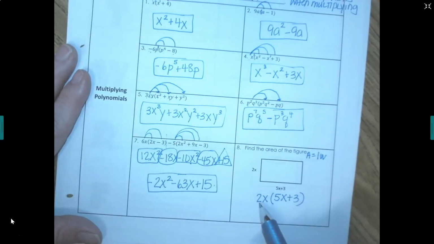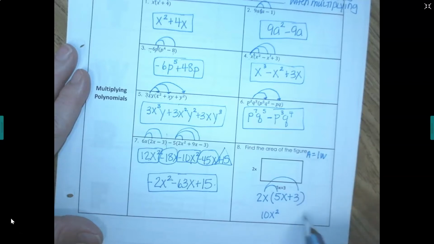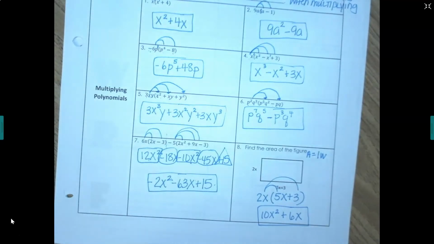Okay, so I'm going to distribute the 2x to the 5x plus 3. 2x times 5x is 10x squared, and 2x times 3 is plus 6x. I don't see like terms. I check for standard form, and we are all good there. So the area of that rectangle is 10x squared plus 6x.